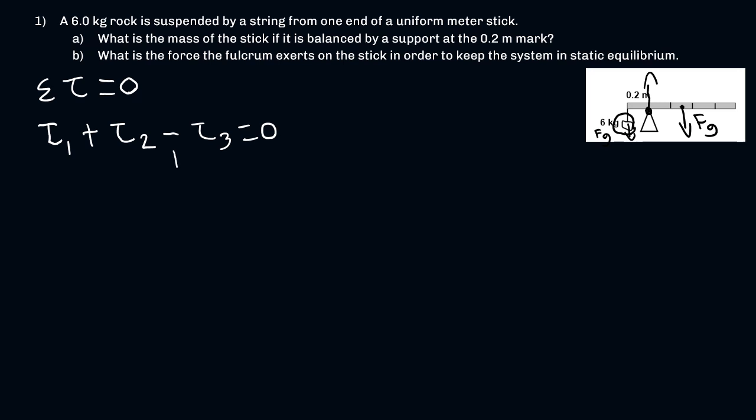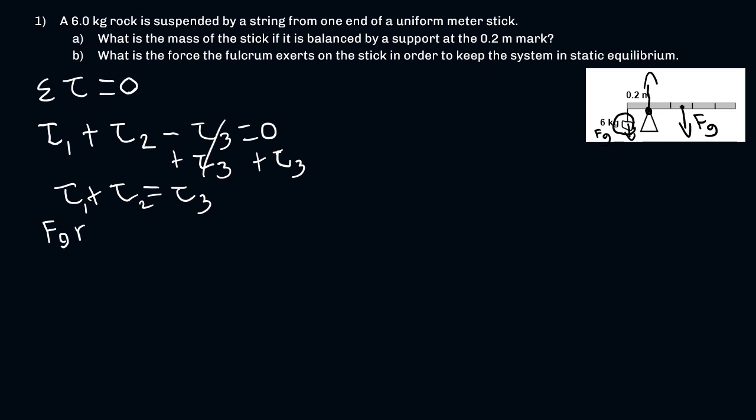So a little quick algebra. Send this over to the other side. This will cancel out. And I'm going to be left with torque 1 plus torque 2 equals torque 3. So now I'm going to plug in my equations here. And what is my equation for torque? It is going to be the force that I have on the object, and this one is going to be Fg.